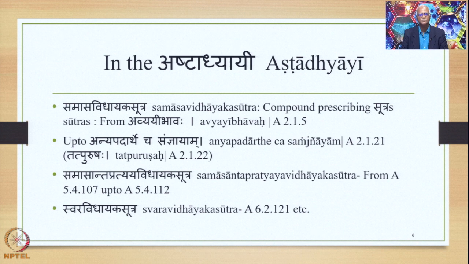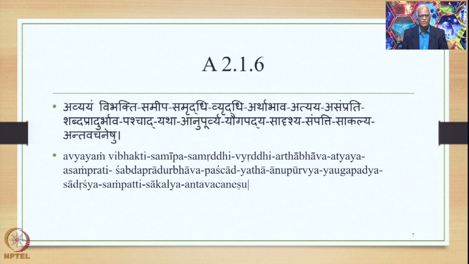Amongst the samasa vidhayaka sutras, which we have been studying so far, we have already seen a number of sutras, and we are carrying forward our study of these sutras. We first of all study 2.1.6, which is a very big sutra. However, if we look at this sutra carefully, we come to know that there are only two padas in the sutra. The first pada is avyayam, and the second pada is vibhakti samipa samruddhi vriddhi arthabhava atyaya asamprati shabda pradurbhava paschat yatha anupurvya yogapadya sadrishya sampatti sakalya anta vachaneshu.